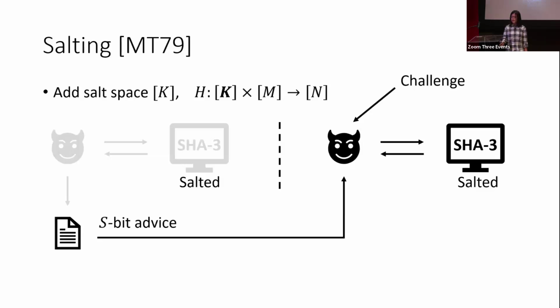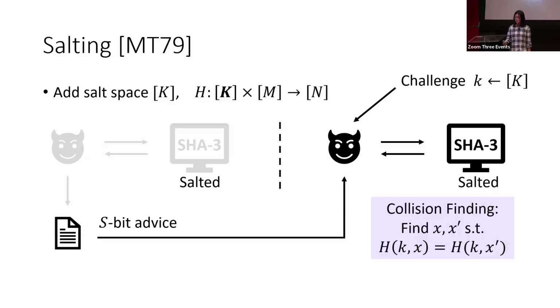We still take collision finding as an example. Now the adversary will have access to this salted SHA-3, or this salted hash function, and it can preprocess for a long time and store an S-bit advice. In the online phase, it will first receive a challenge, which is a randomly sampled salt from the salt space capital K. Then for this collision finding problem, it needs to output a pair of collisions on this salt, which is a pair of x and x prime such that h_K(x) equals h_K(x prime).